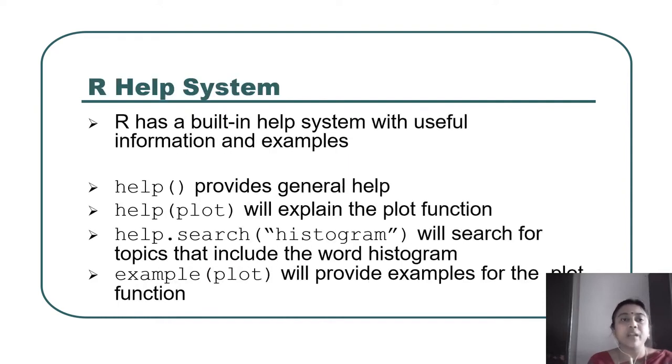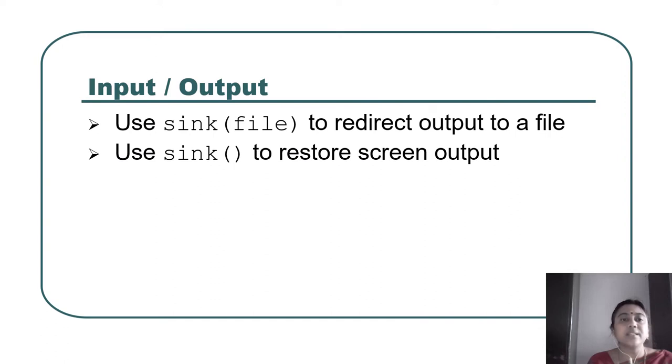Next, how can we take help from the R system? R has a built-in help system with useful information and examples. help() provides general help. help(plot) will explain the plot function. help.search will search for the topics that include the word histogram, and example(plot) will provide examples for the plot function.